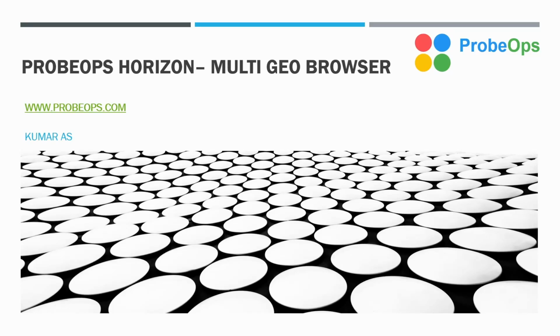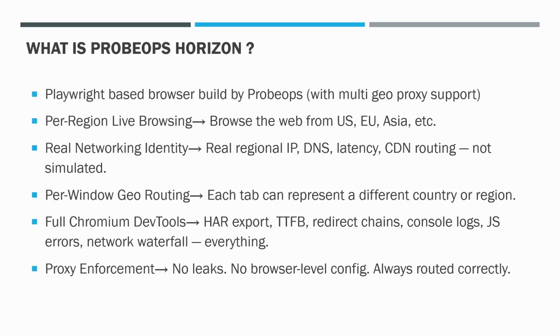We are launching ProbeOps Horizon today, which is a multi-geo browser. What ProbeOps Horizon is, is a Playwright-based browser that we have built primarily for multi-geo proxy support. Using Horizon, you will be able to do per-region live browsing side by side.